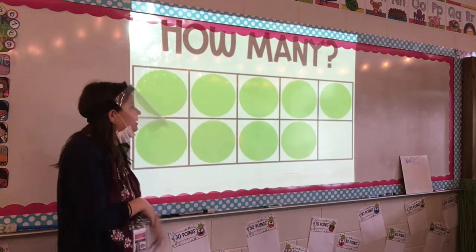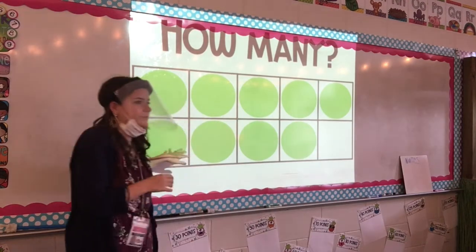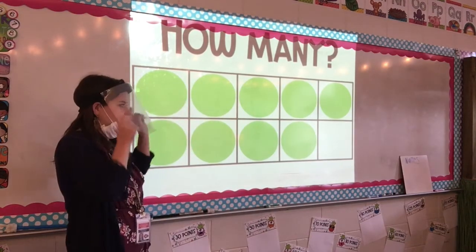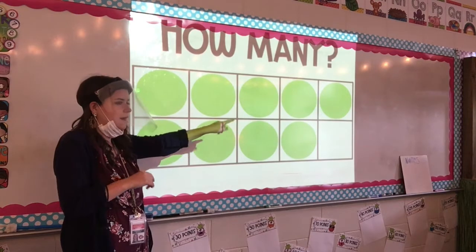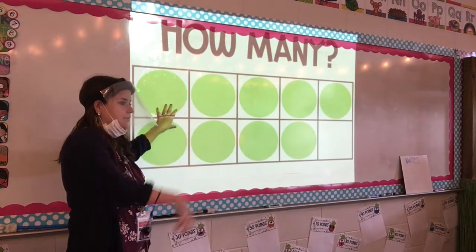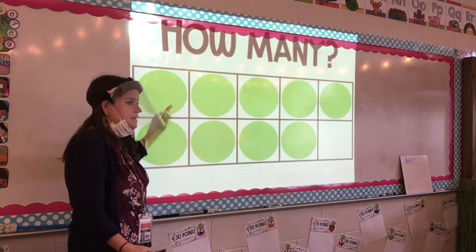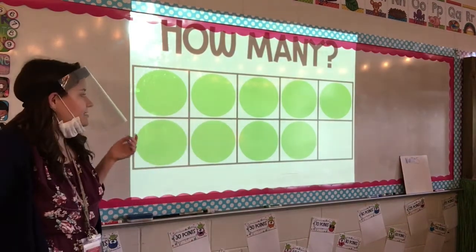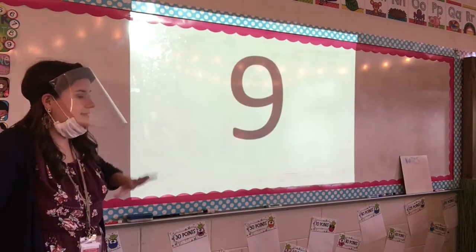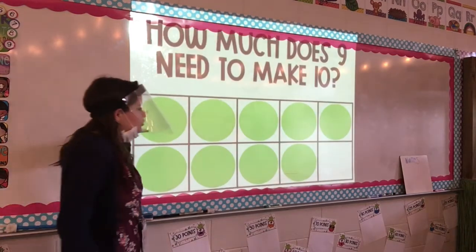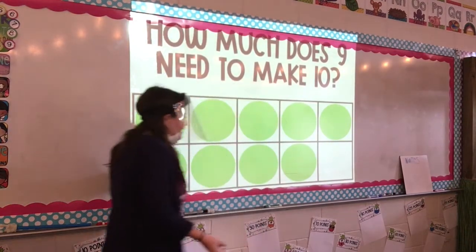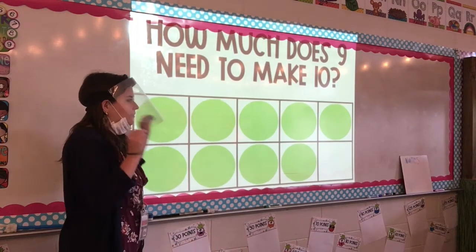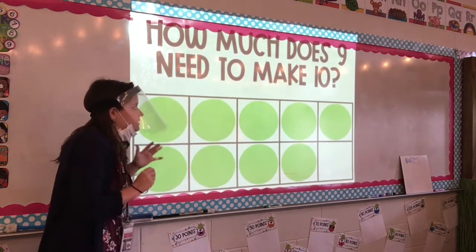Now look, we could count them out, 1, 2, 3, but I can tell pretty quick because it's all but one there. How many are there? Brantley? 9. 10 frames are really easy to see the numbers quickly because I can tell my first row is 5, my second row is 5, so I'm able to quickly see how many green circles I have.